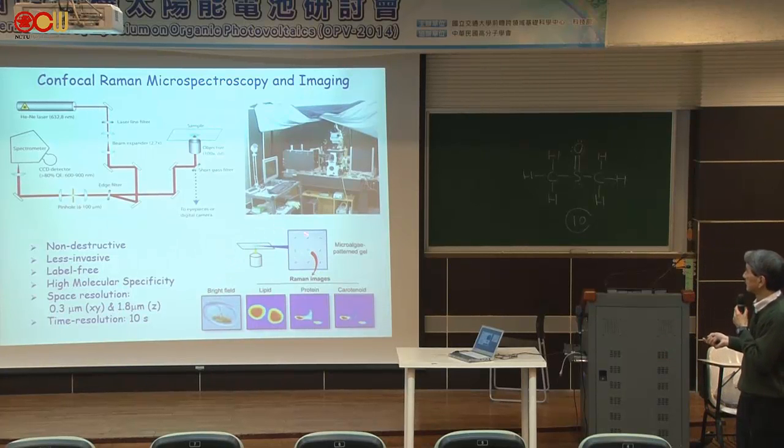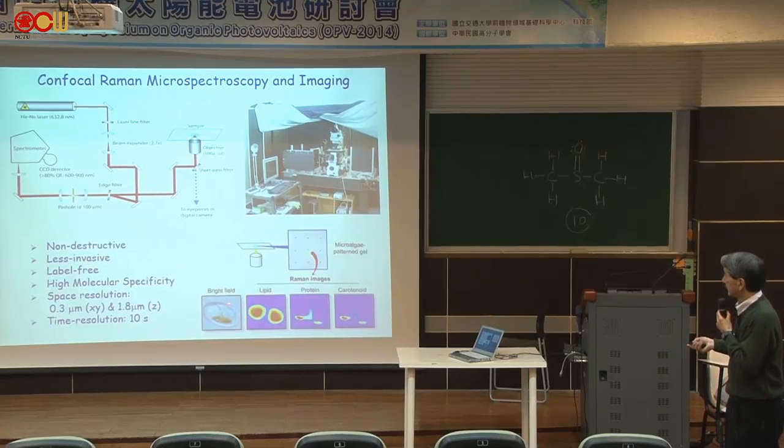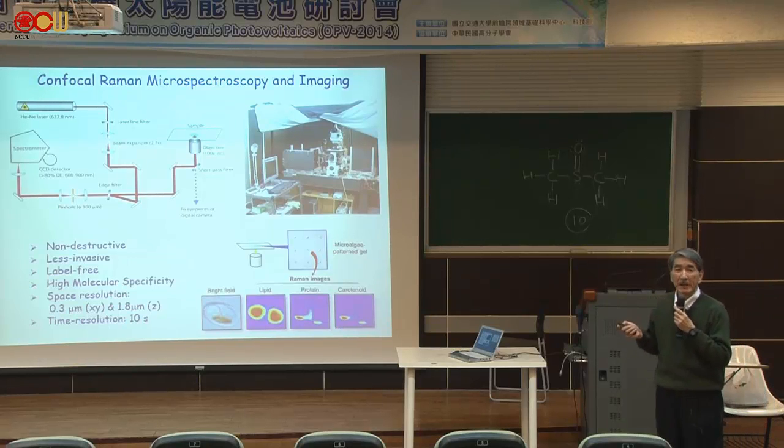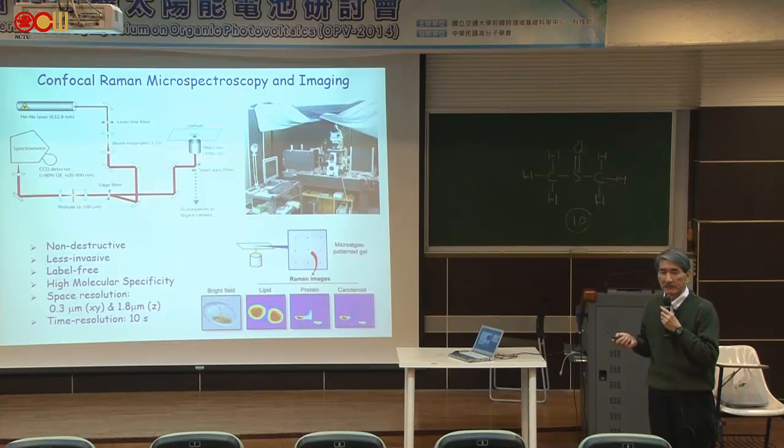Then, if you have this kind of apparatus, you can make a very nice imaging picture of, say, this kind of living cell. This is a microscope picture, and here you have the distribution of lipid. So lipid is distributed like that in this particular cell. If you look at protein, you have the distribution like that. And if you see the carotenoid in the living cell, it has this kind of distribution. So this kind of molecular mapping you can now do by Raman microspectroscopy.